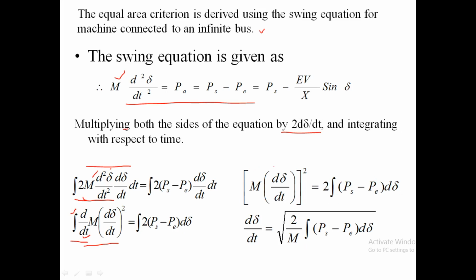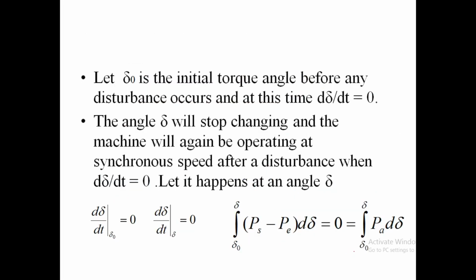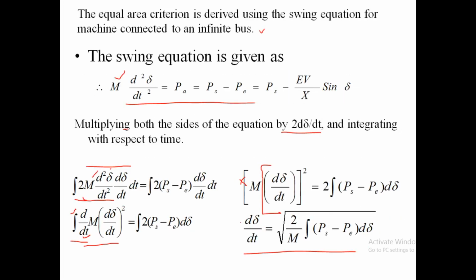Actually this bracket is M (dδ/dt)², with the square on the bracket. So what is dδ/dt? It is equal to the root of (2/M) integral of (Ps minus Pe) dδ. So we got dδ/dt equal to this term, the root of 2/M times the integral of (Ps minus Pe) dδ. And what is dδ/dt? It is the variation of delta with respect to time.